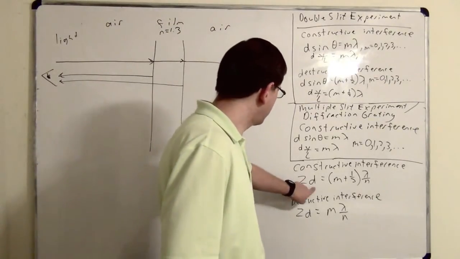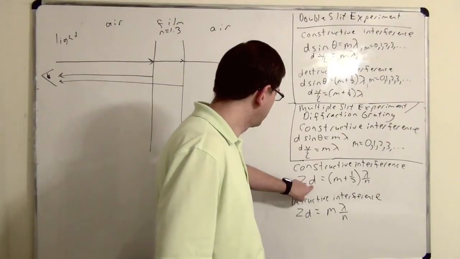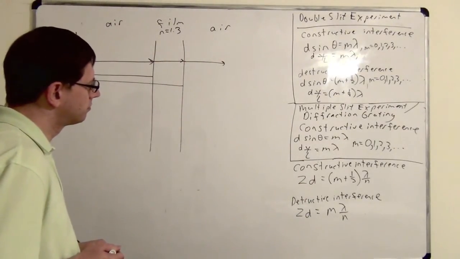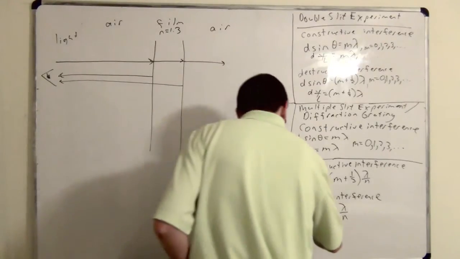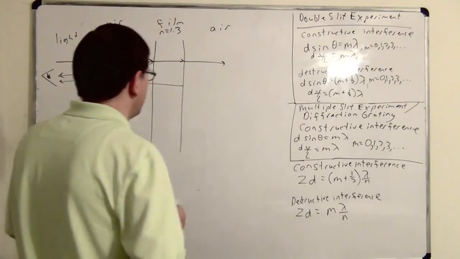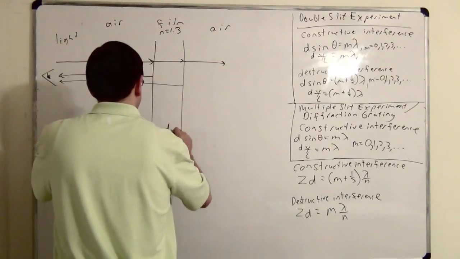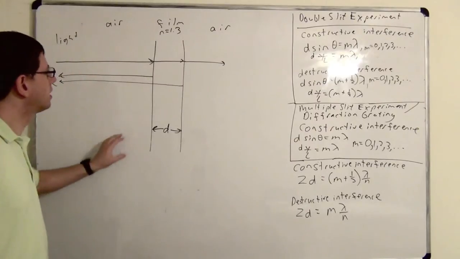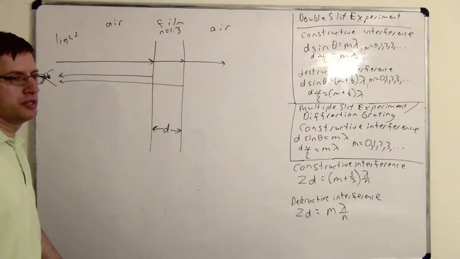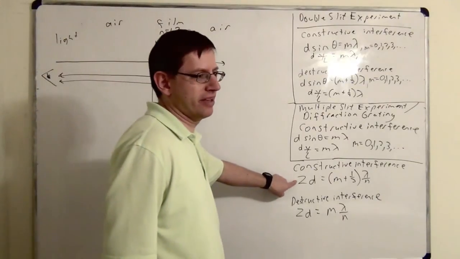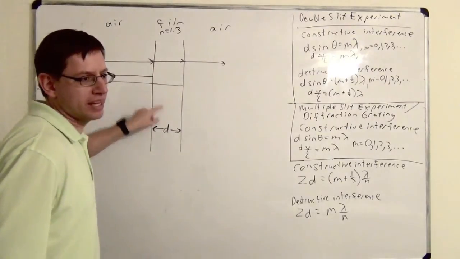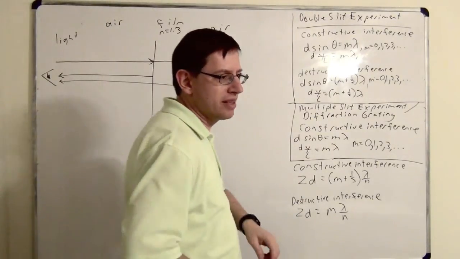You know what D stands for? The difference in length? Of the paths? Yeah. Close. What it stands for is how wide the film is. So would you agree that actually 2D is the path length difference? Yeah. Because this has to go here and come back. So this 2D is actually the path length difference.